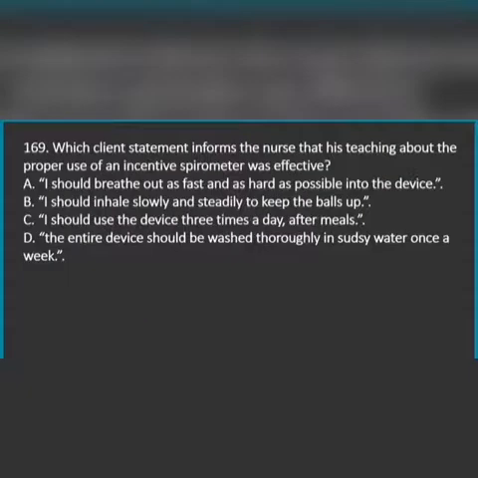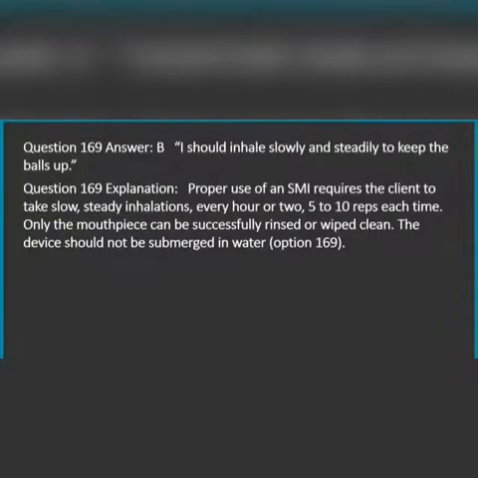Option D. Question 169. Which client statement informs the nurse that his teaching about the proper use of an incentive spirometer was effective? A. I should breathe out as fast and as hard as possible into the device. B. I should inhale slowly and steadily to keep the balls up. C. I should use the device 3 times a day, after meals. D. The entire device should be washed thoroughly in sudsy water once a week. Question 169. Answer: B. I should inhale slowly and steadily to keep the balls up.